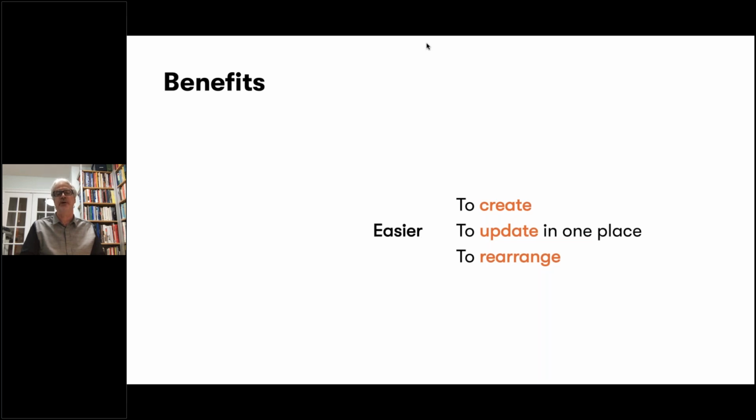So if the shipping threshold changed from $29 to say $39, we would very easily just be able to update that information in that one place, and it would update everywhere that it appears.